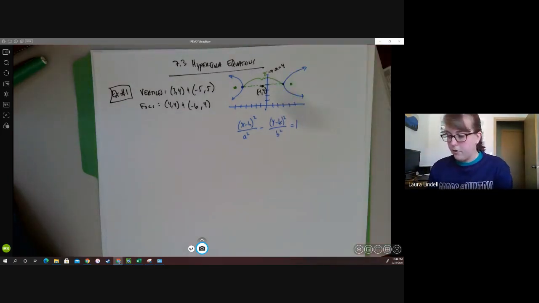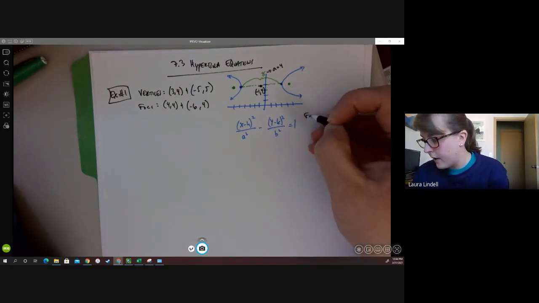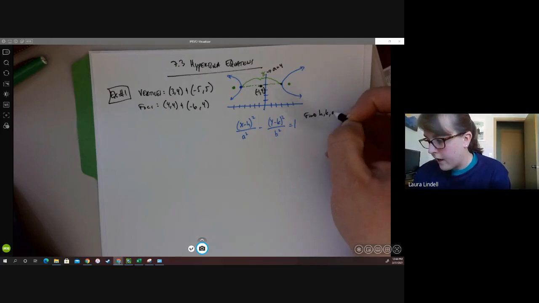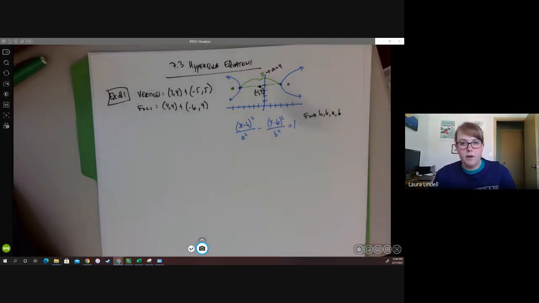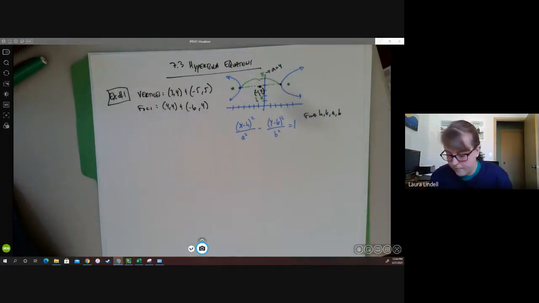And what we need to do in order to figure out my equation here is find h, k, a, and b. So we already found h, k, and a just by drawing it and drawing conclusions from the picture. Because negative 1 and 4 will be h, k. So now we just need to figure out what b is going to be. And we can do that by figuring out what c is and then using a squared plus b squared equals c squared.